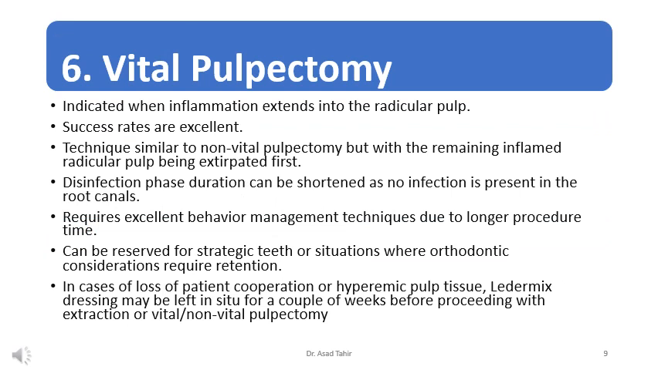Vital pulpectomy. Indicated when inflammation extends into the radicular pulp. Success rates are excellent. The technique is similar to non-vital pulpectomy, but with the remaining inflamed radicular pulp being extirpated first. The disinfection phase duration can be shortened as no infection is present in the canals. It requires excellent behavior management techniques due to longer procedure time. It can be reserved for strategic teeth or situations where orthodontic considerations require retention.